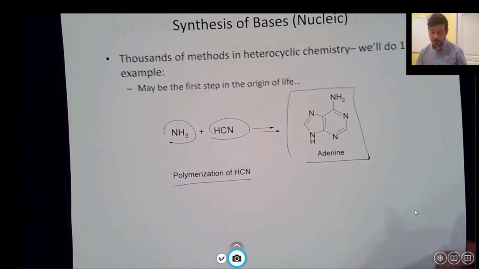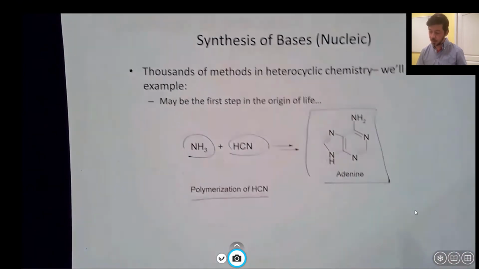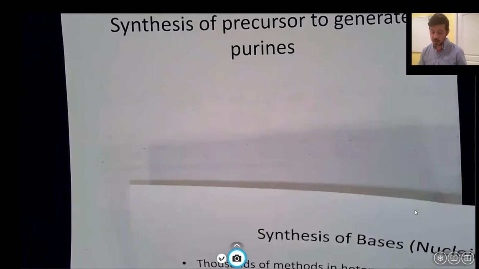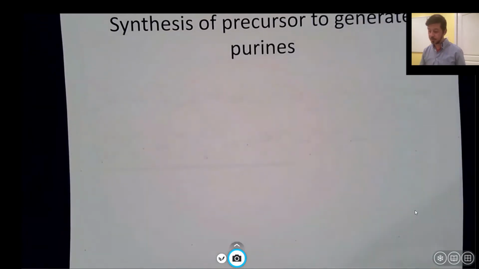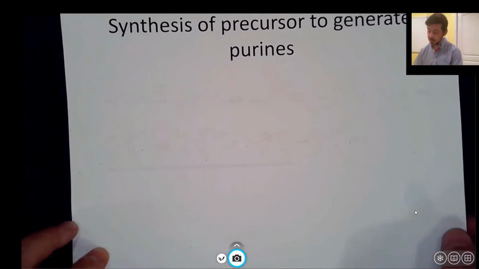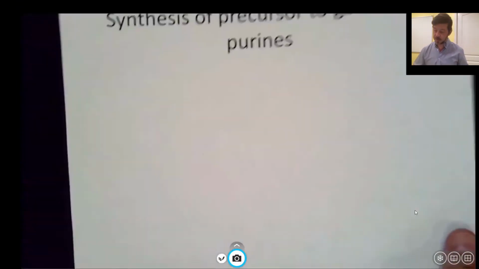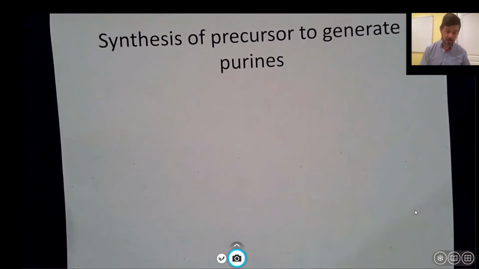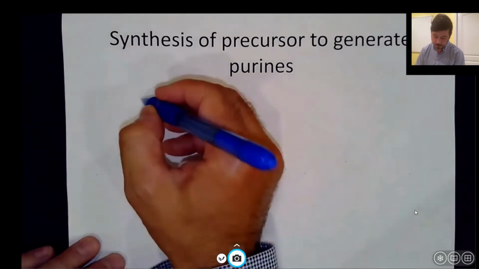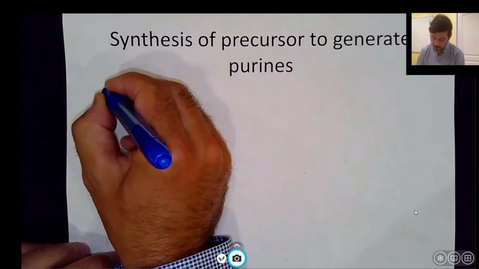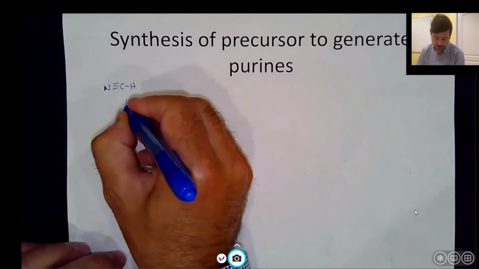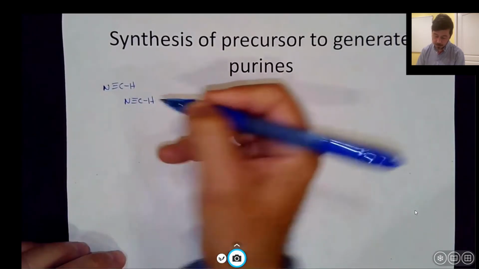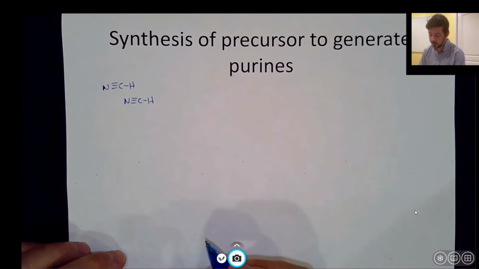Okay. So I'm going to go through some evidence showing that the synthesis to generate purines like adenine can be done using a simple molecule called hydrogen cyanide. Okay, so synthesis of precursor to generate purines. All right, so let's take a look at hydrogen cyanide. So here's hydrogen cyanide, and here's another molecule of hydrogen cyanide.